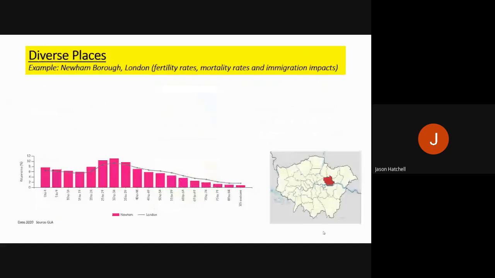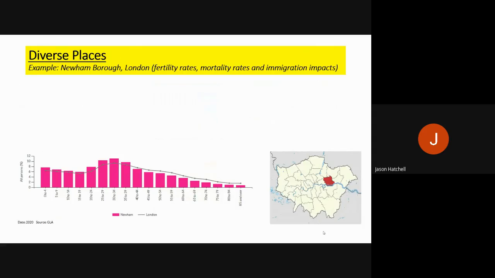Your next example then was of an urban area, looking at fertility, mortality, and immigration. And we chose to look at the Newham Borough of London. And you can see the graph on the bottom left here. We have a graph showing you population size as a percentage in the different age categories, along with the London average as a line graph.